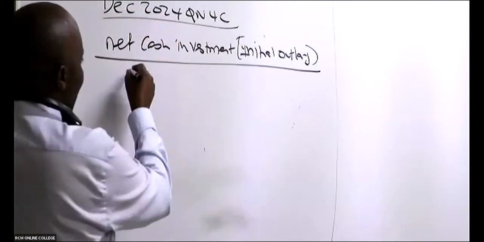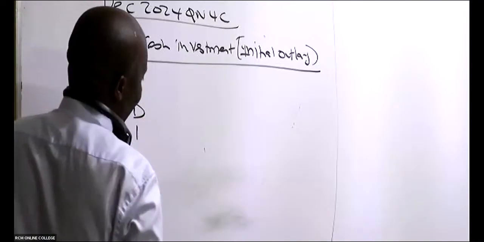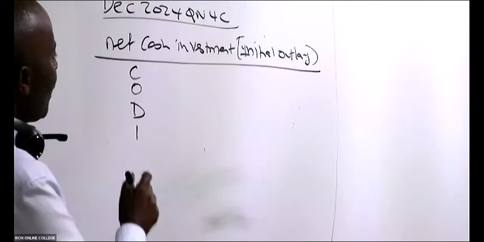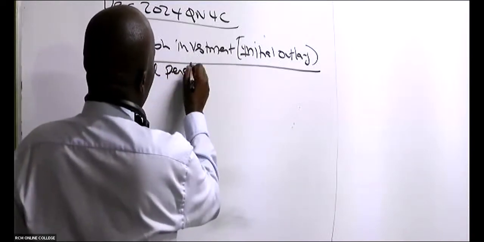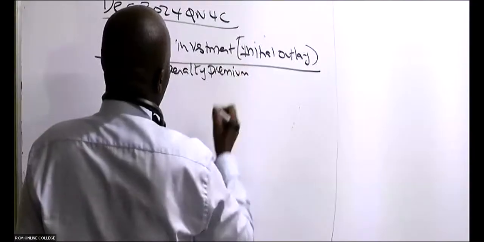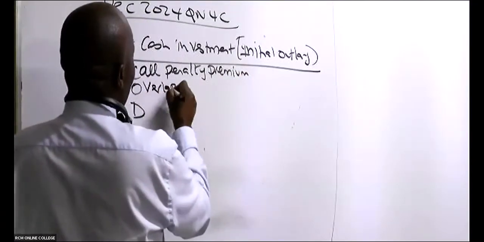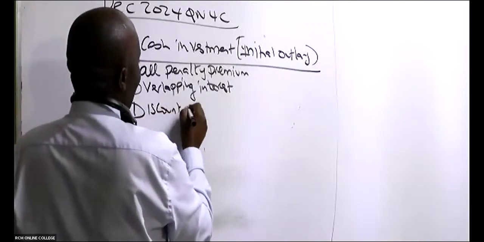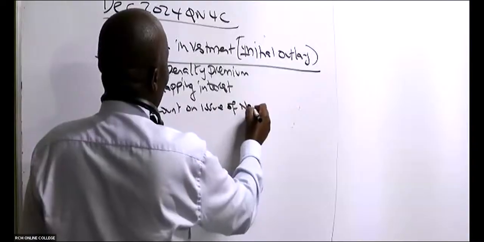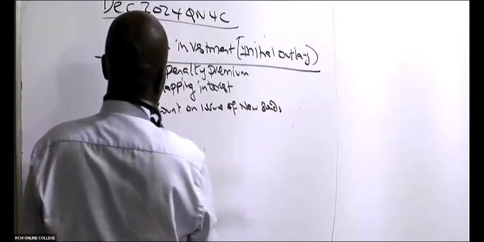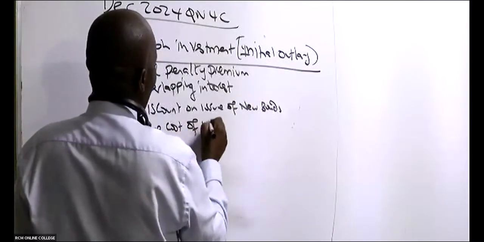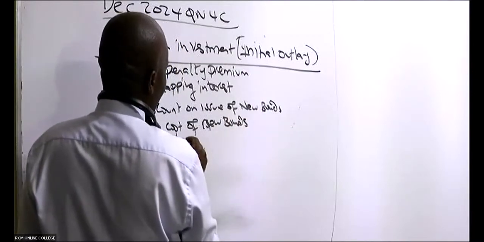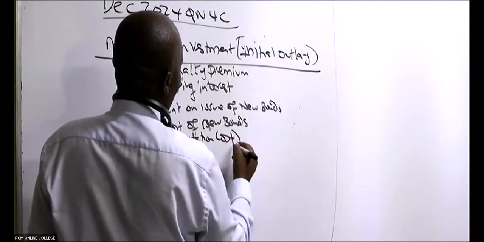Here you will always be forced to remember what we call CODI. CODI, like this. So CODI, this of course is the call penalty premium. The call penalty premium. We have the overlapping interest. We have discount on issue of new bonds. So we have the issue costs of new bonds. These are also known as what here? Flotation cost.